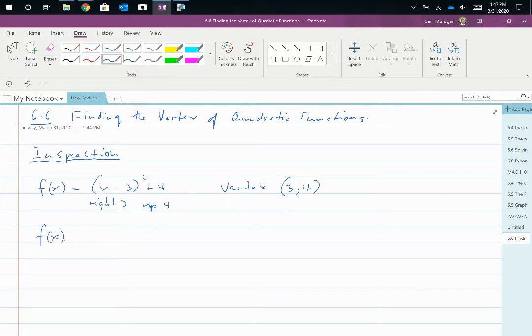Or if we've got, say, (x plus 5) squared minus 7, the vertex is at negative 5 and negative 7. Left 5, so that's where the negative 5 comes from, and then down 7, which is negative 7.